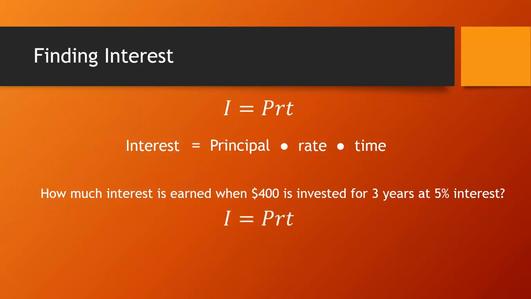We can substitute 400 for the principal, 0.05 for the interest rate, and 3 for the time. And once we multiply, we can see that the interest earned is $60. The simple interest formula has other uses though. Because it relates 4 things, as long as we know 3 of the 4 things, we can find the 4th.